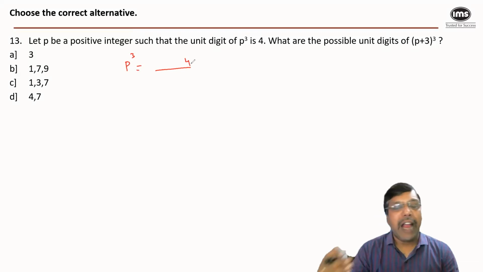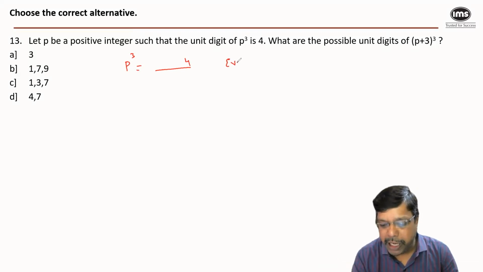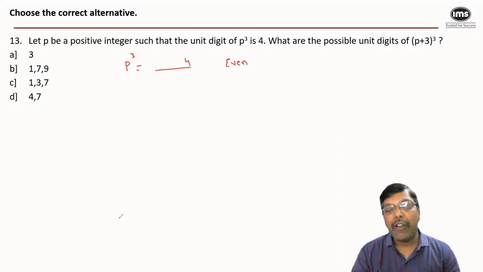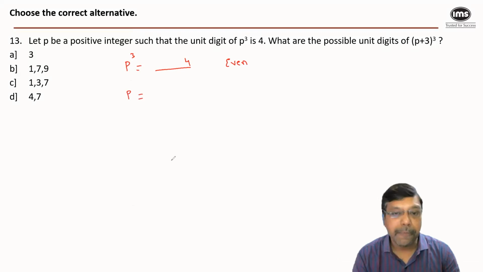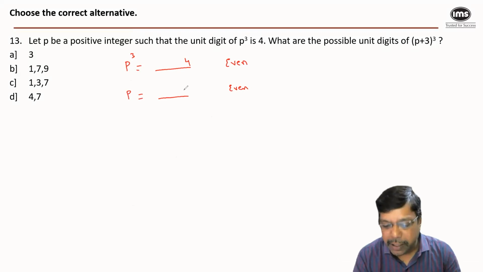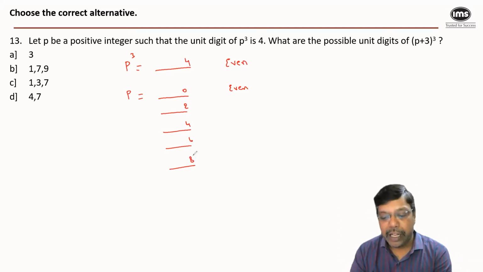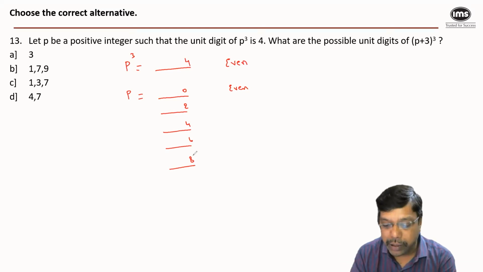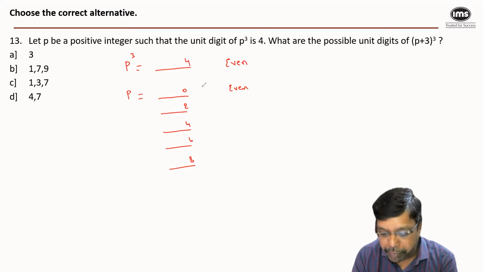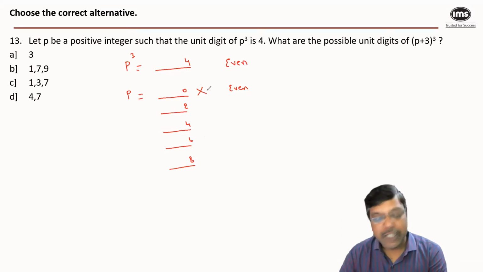Now, since P cube ends with 4, it means P cube is an even number. Now, if P cube is even, we know that P must also be an even number. So, P must end with either 0 or 2 or 4 or 6 or 8. But the problem is, if P is ending with 0, then P cube will also end with 0, but P cube is ending with 4. So P cannot end with 0.